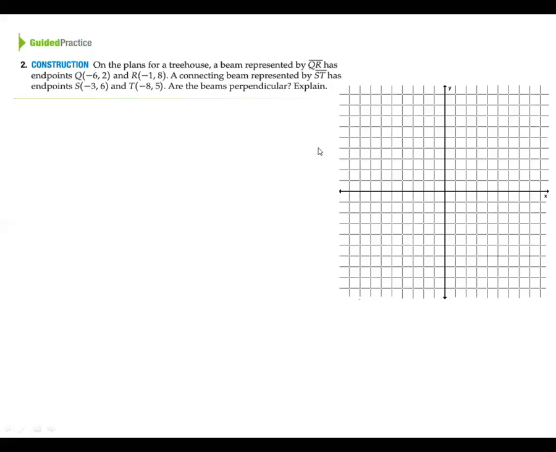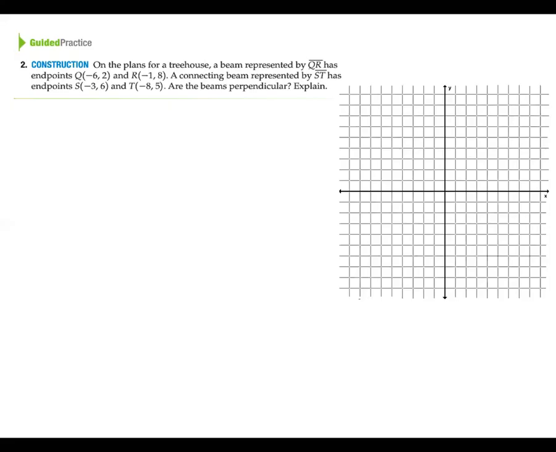All right, so on the plans for a treehouse, a beam represented by QR has endpoints (-6, 2) and (-1, 8). A connecting beam represented by ST has endpoints (-3, 6) and (-8, 5). Are the beams perpendicular? Let's explain that. Go ahead and try this one and pause the video.